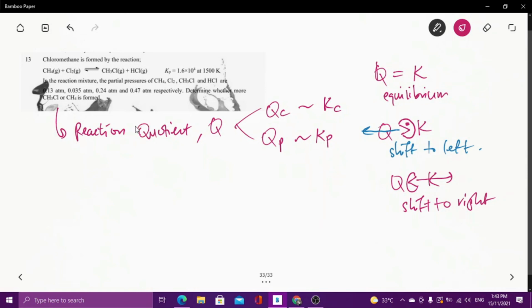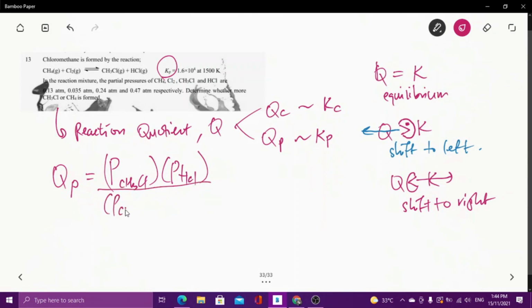Okay, so let's try it together. So we'll calculate QP because dia punya ni kat sini KP yang dia bagi. Okay. Dia punya expression sama macam KP punya expression, sama. Tapi kali ni the value of partial pressure dia, kita tak perlu tunggu yang at equilibrium. Kita just masukkan apa yang diberikan. Terus masukkan apa yang diberikan. But kita buat expression dulu. So for this one, QP dia akan jadi partial pressure of CH3Cl times the partial pressure of HCl bahagi dengan partial pressure of CH4, and then kita ada partial pressure of Cl2.